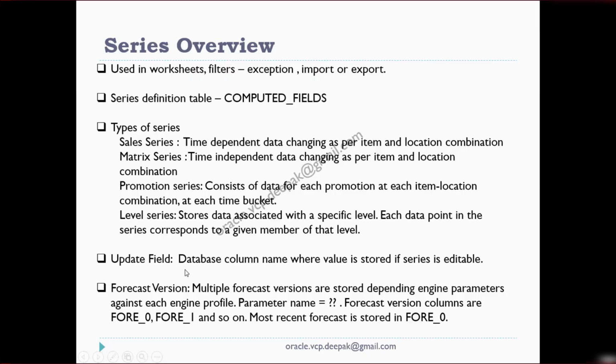Okay, then update field. This is a very important term. So what is meant by update field? Update field is nothing but a database column name where the series value is stored. So whenever somebody does an update, that update value or that particular record goes to this column. So that's the update field. If the series is editable, then we need that field. If the series is not editable, we can keep this field empty, as null.